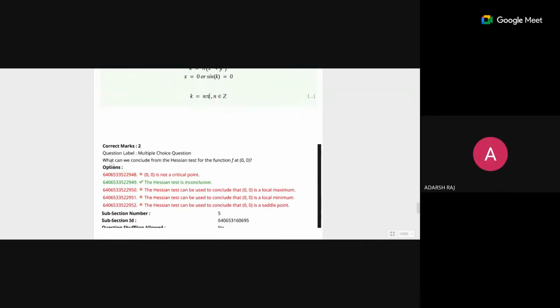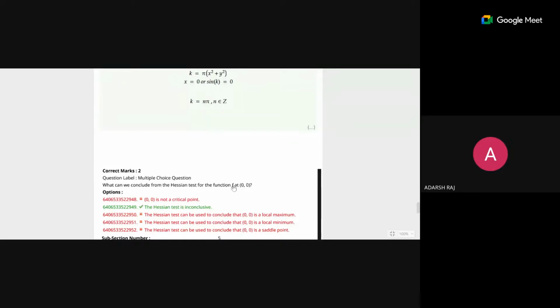And this is the question: what can we conclude from the Hessian test for the function f at (0, 0)? Basically we have to check the double derivatives with respect to x and y at (0, 0), right? Basically we have to find its Hessian matrix. We have to check whether (0, 0) is a local minimum, a maximum, a saddle point, or something else.